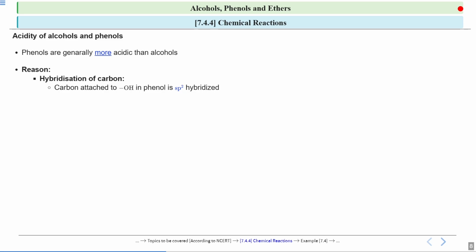So we know that if the s character is more, the electronegativity is also more. So in phenols, the carbon to which the OH group is attached is a more electronegative carbon. If that carbon is more electronegative, it will withdraw electron density from the oxygen. Okay, is this clear? Carbon is more electronegative because it is sp2 hybridized carbon. So the carbon will withdraw electron density from this oxygen. Now what will happen? The electron density on this oxygen will be less in case of phenols.